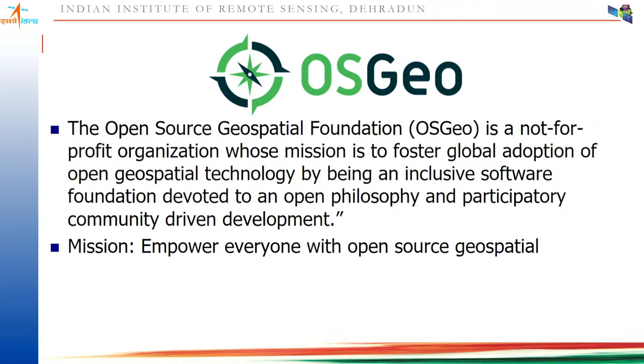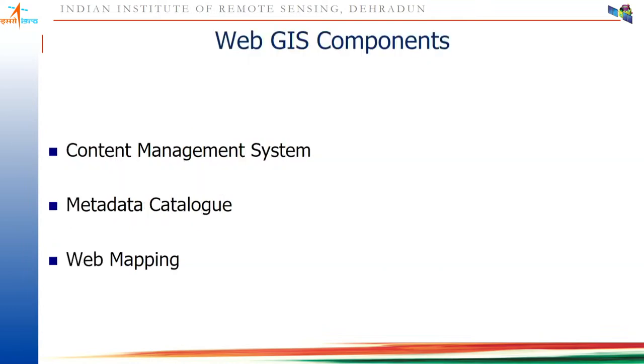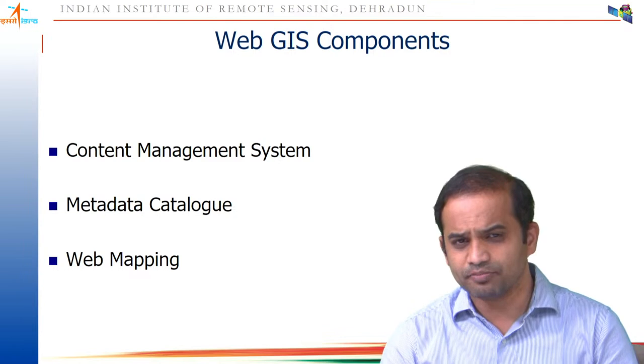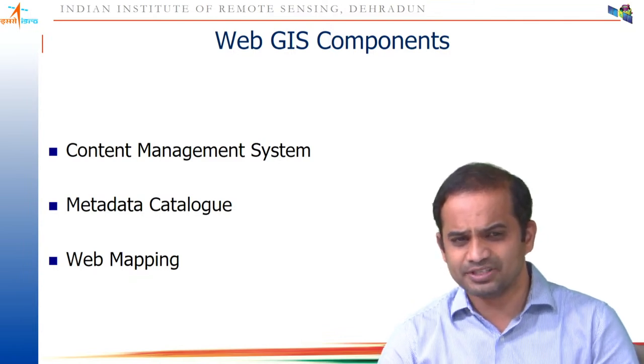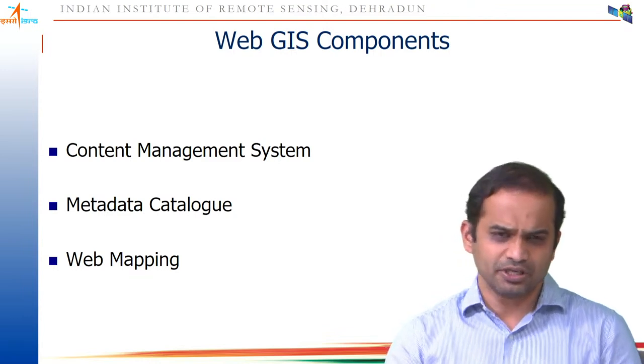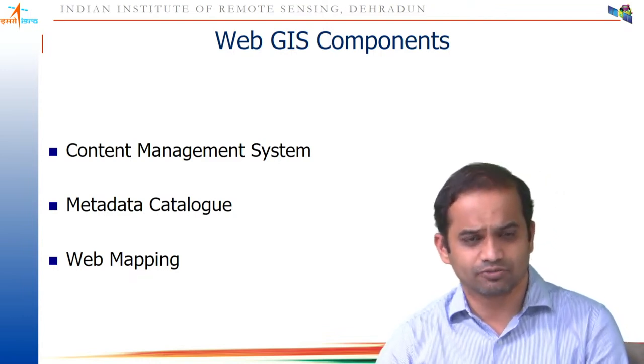So most of the software packages, or WebGIS open source packages, which I am talking about are funded or supported by OSGeo, right? So if you look into WebGIS and broadly categorize it, what are the three components which are required? One is a content management system, another is a metadata catalog, and the third is web mapping. Let me take a while to explain what they mean.